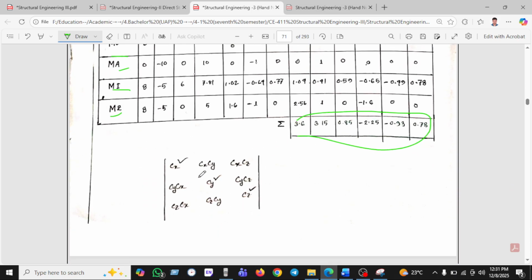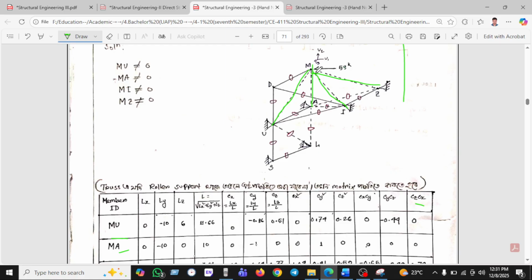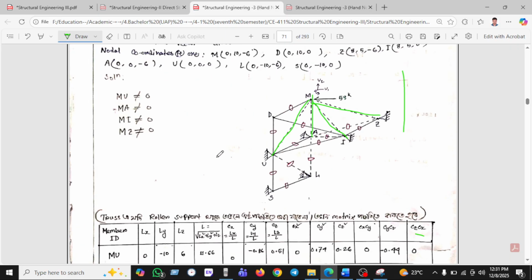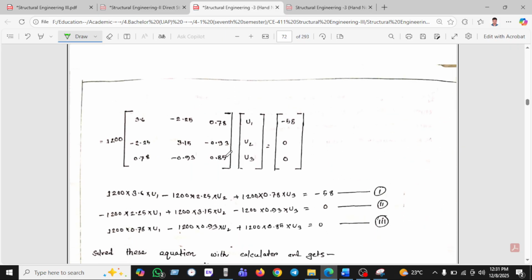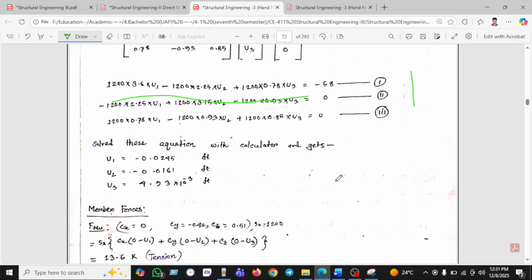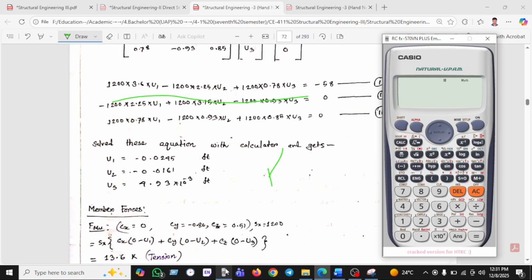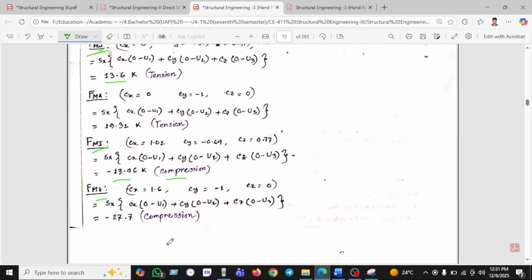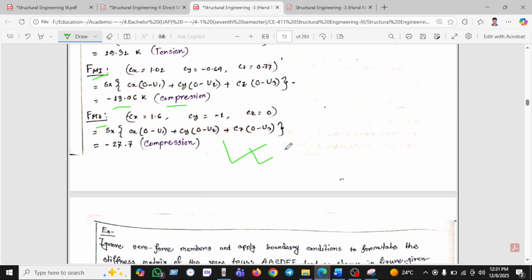So we're taking this equation as we know. This is the equation. We have been seeing these are the u1, u2, u4, the 1, 2, 3. These 1, 2, 3 are free, and the others will be 0. That's why we will be taking this value. After putting this value, we assemble these 3 equations and solve using the calculator and find this value. And for member force, we've been seeing mu member force 13.6, and mi found minus 13.06 is compression, and mz will be 27.7 and compression, and finding this value here.